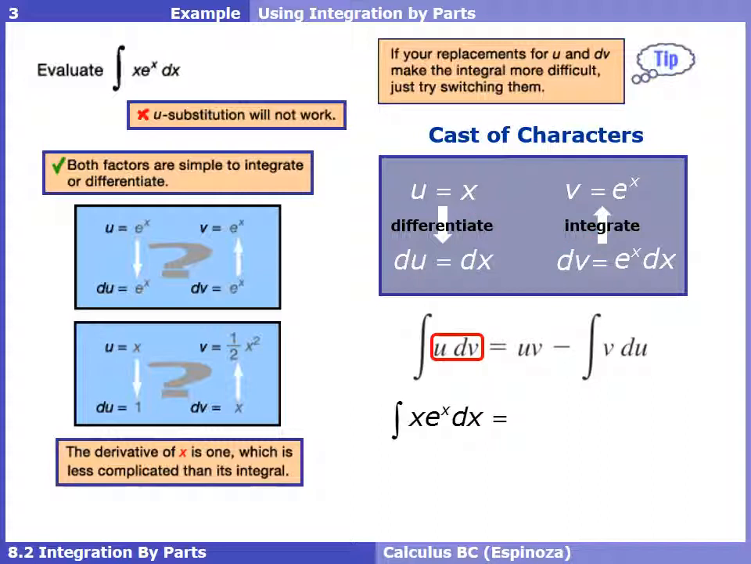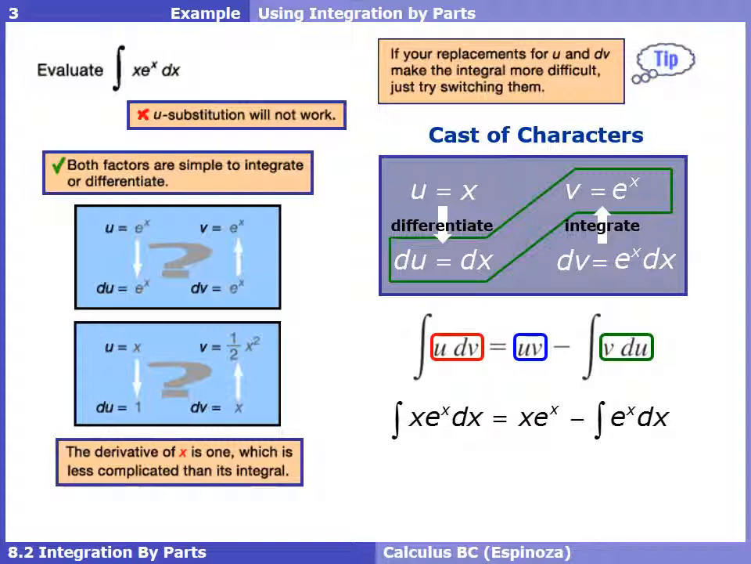The next thing we need to do is take u and multiply it by v, which is this top row of information. U is x, v is e to the x, so that's of course just x times e to the x. Next thing we need to do is subtract away the integral of v du, which would be this diagonal here that you see highlighted in green. The v is e to the x, and du is equal to dx, so we're subtracting away the integral of e to the x dx.